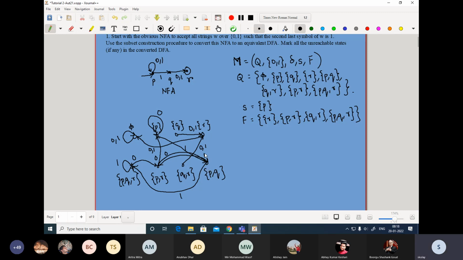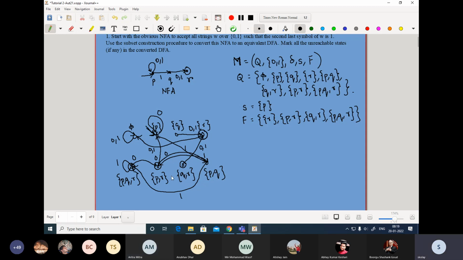So now, is there any state which is not reachable? Do you think there is any state which is not reachable? Okay. So before that, this is the start state, right? Yes, ma'am. So currently this is the start state, and the final states are all the states that correspond to subsets containing R.